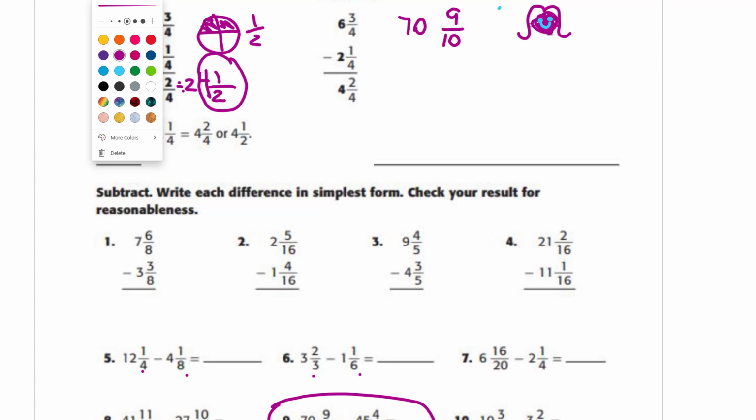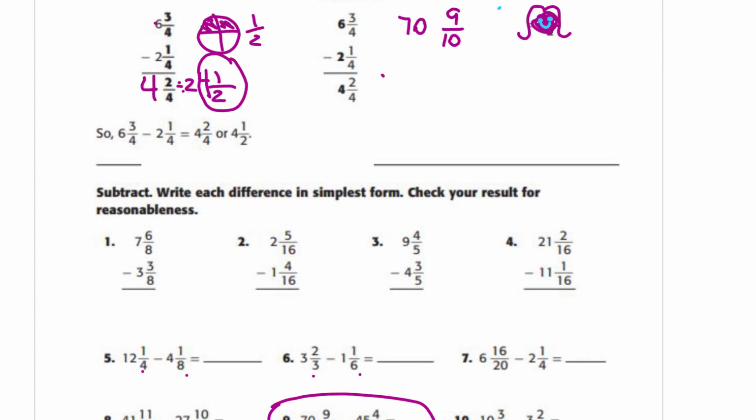Okay, now 70 and 9/10 minus 45 and 4/5. Now, we can see that we definitely need a common denominator. Guys, I'm not doing all the multiples here. We all know 10 and 5. If I multiply 5 by 2, I'm going to get 10. So my common denominator is 10.